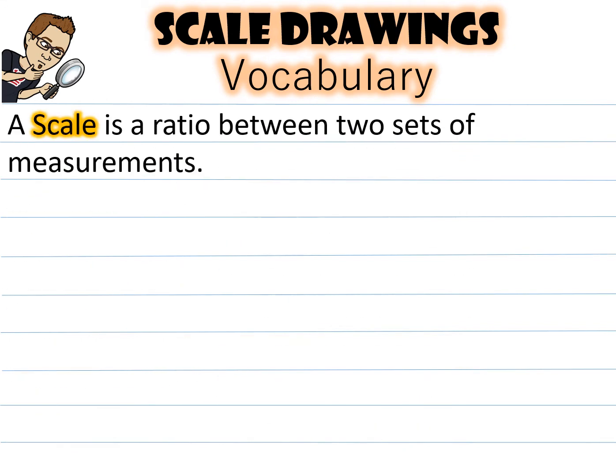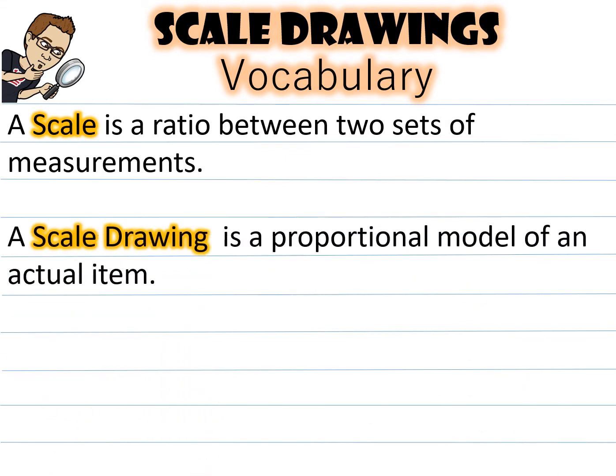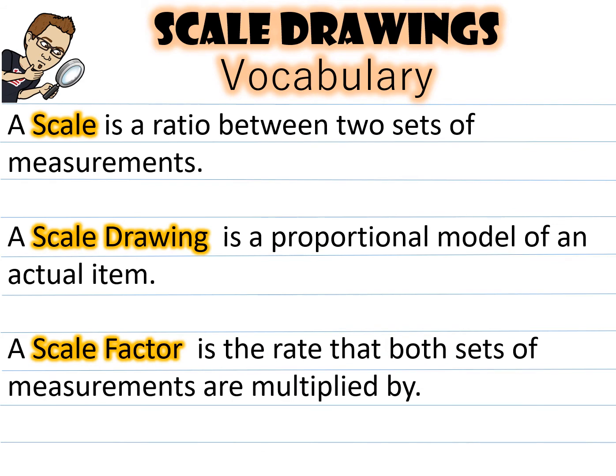Let's take a look at some vocabulary. A scale is a ratio between 2 sets of measurements. A scale drawing is a proportional model of an actual item. So for example, like a G.I. Joe figure or a Barbie figurine or a small Matchbox car that can fit in your hand. These are smaller models of an actual item, or even a blueprint, or looking at a map. And a scale factor is the rate that both sets of measurements are multiplied by.